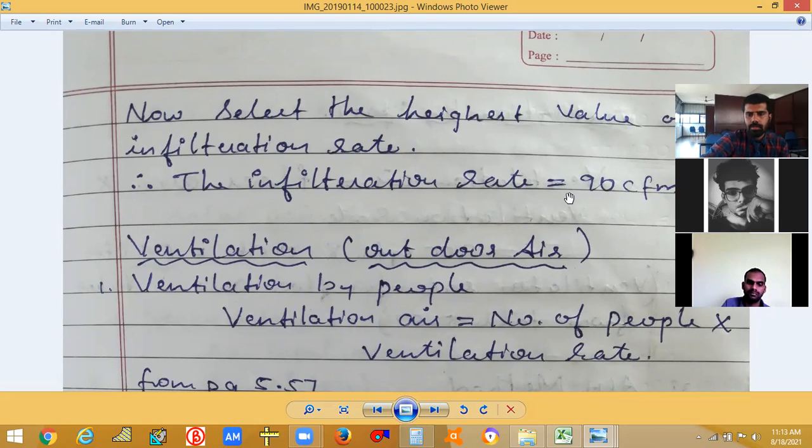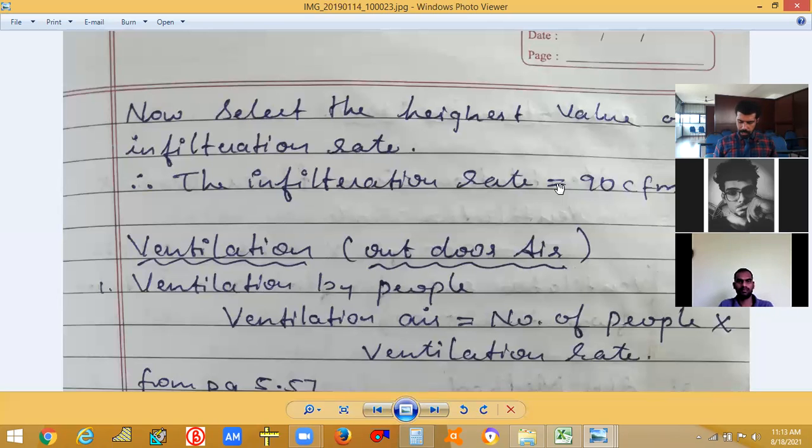Next, what is our fifth step? Next one, infiltration and ventilation, right? Ventilation means usually the outdoor air. So there are three subdivisions for ventilation, correct? What are the three subdivisions? By people, by area of space, and ACH method, correct? Let's go through the first 5 points of the given values that we need for the calculation.